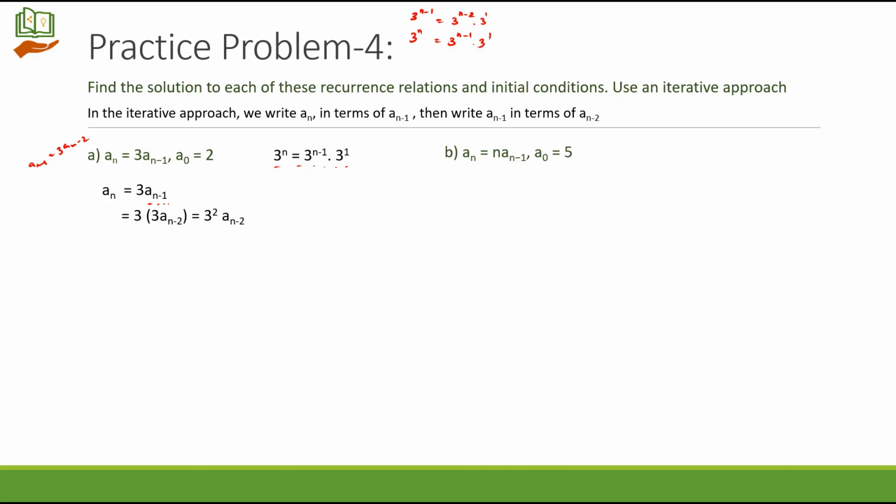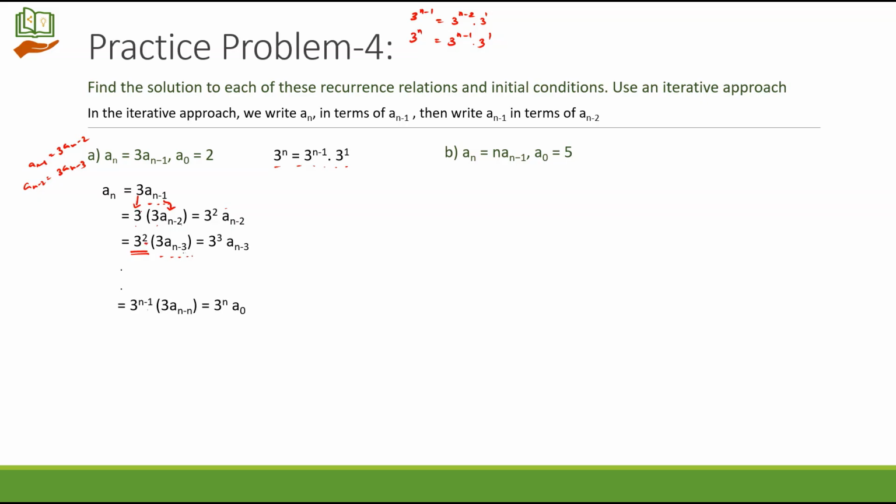Now keeping this 3 as it is, expand only an minus 1. So how many 3's are here? 2 3's are here. This can be combined as 3 square and we have an minus 2 here. Now this 3 square can be kept as it is and this an minus 2 can be expanded as 3 into an minus 3. So this will be an minus 2. Now how many 3's do you have? You have 3 3's. So 3 power 3 into an minus 3.